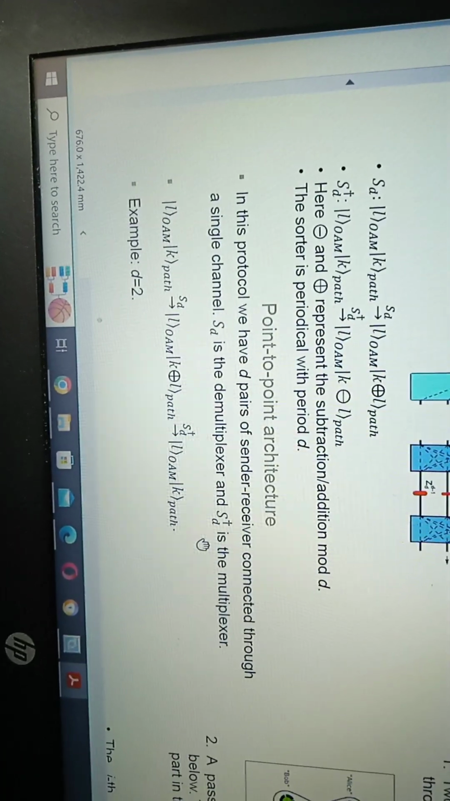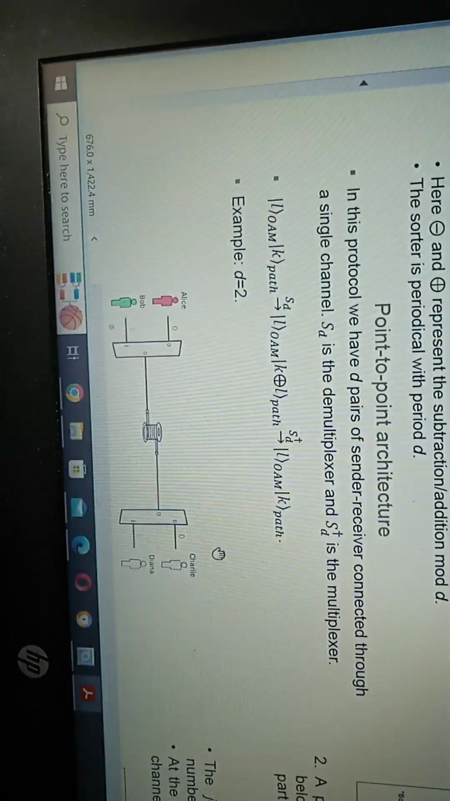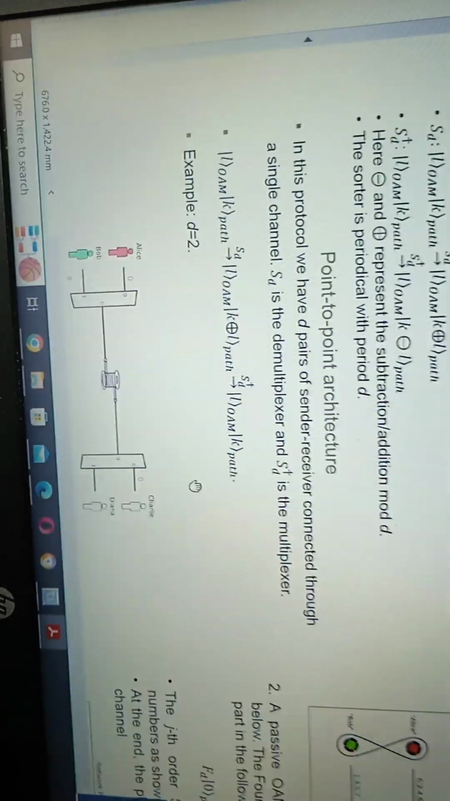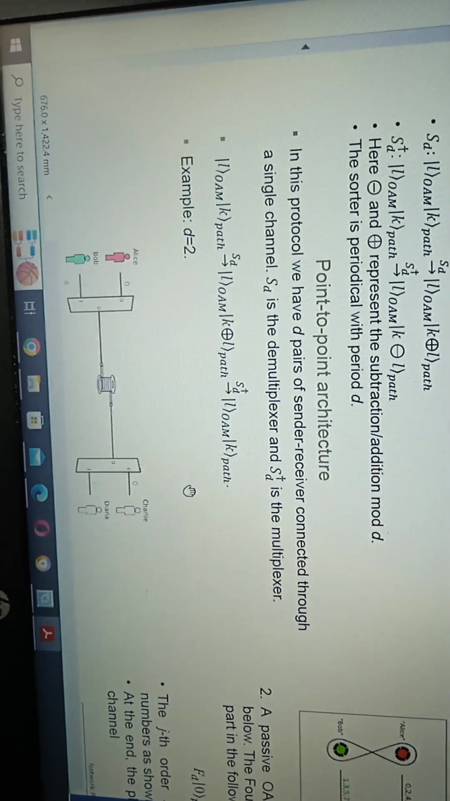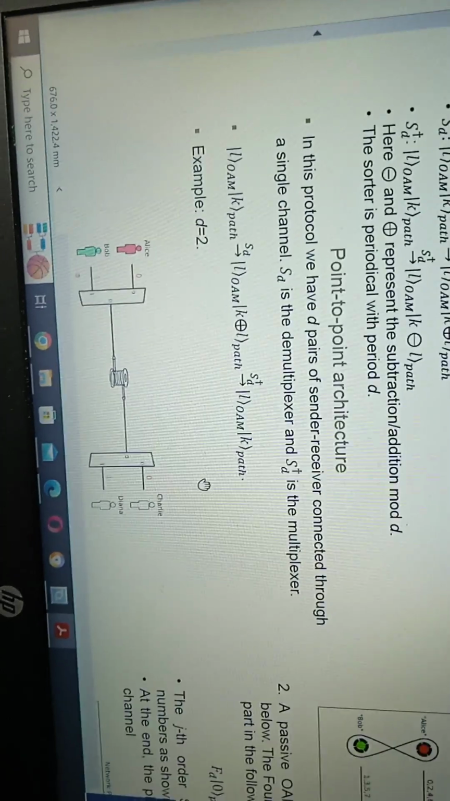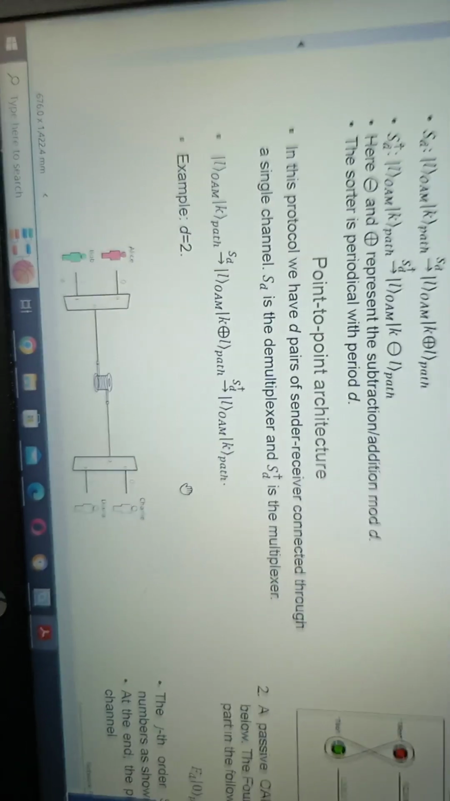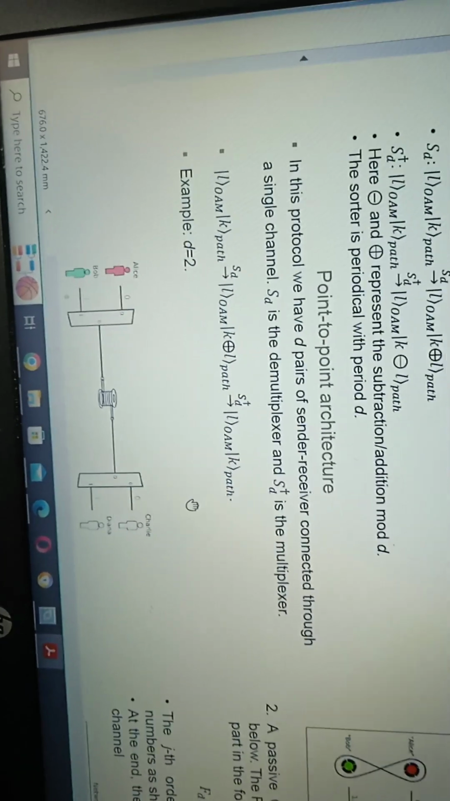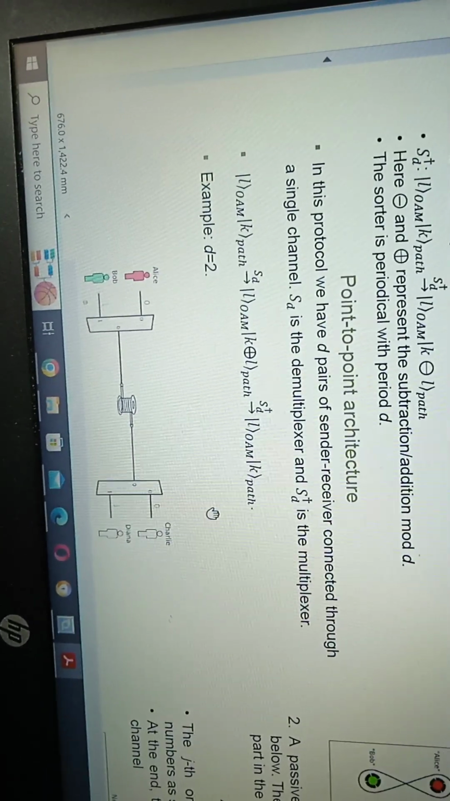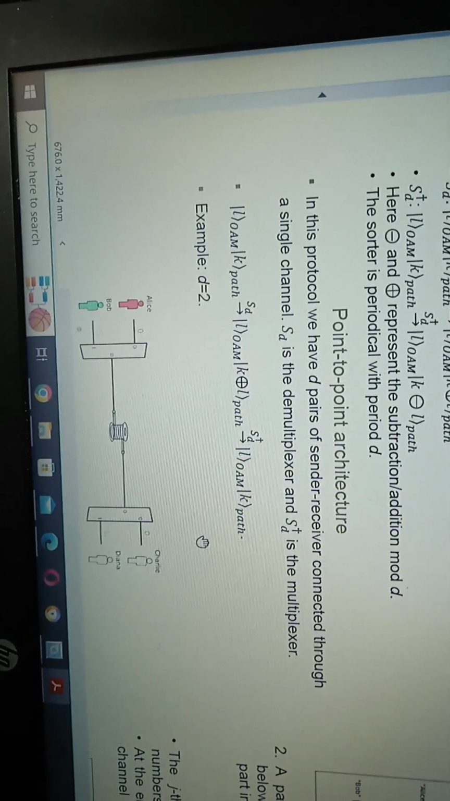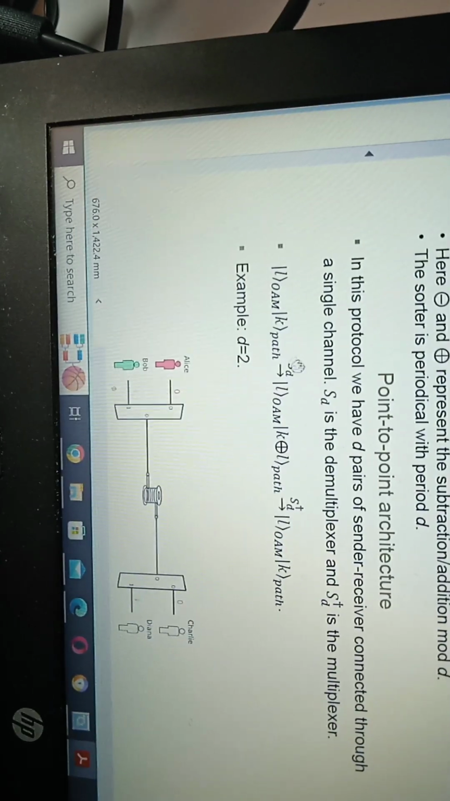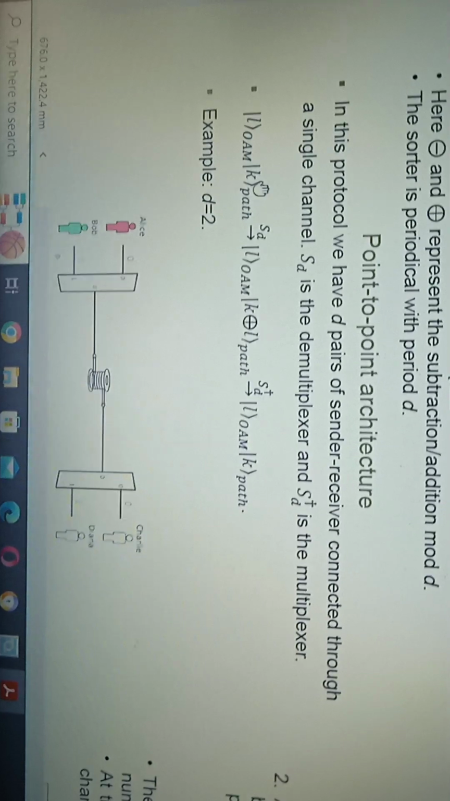So we start with the first type of protocol, which is the point-to-point architecture. Here we have D pairs of sender and receiver connected through a single channel, where S_D is the demultiplexer and S_D cross is the multiplexer. And here we have the action of this protocol.